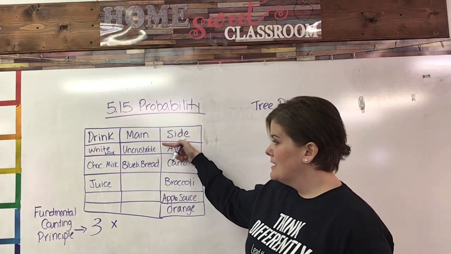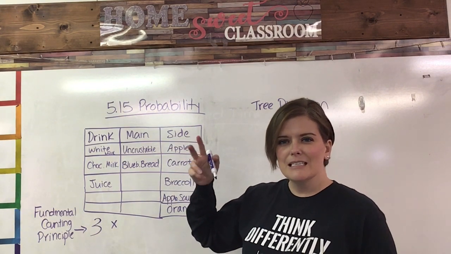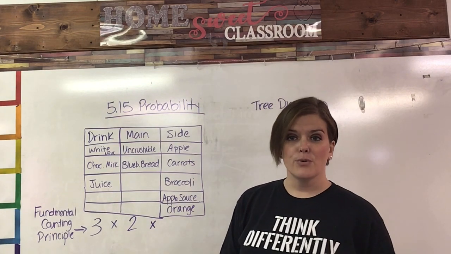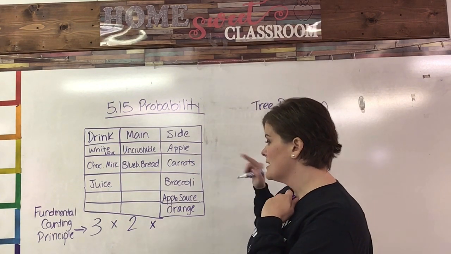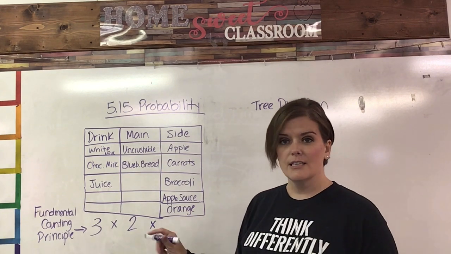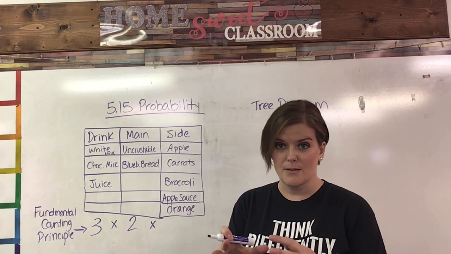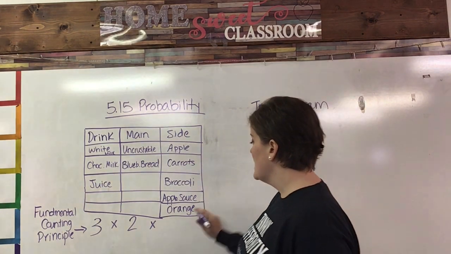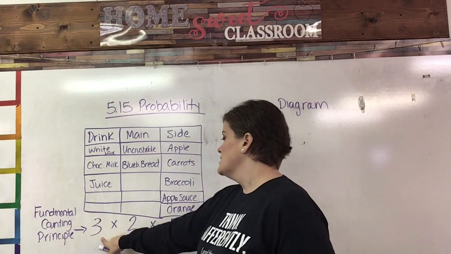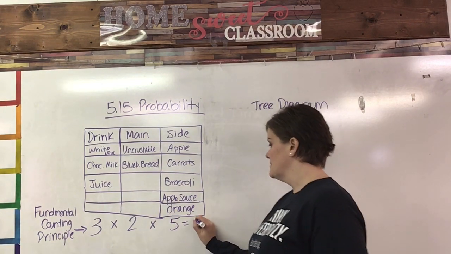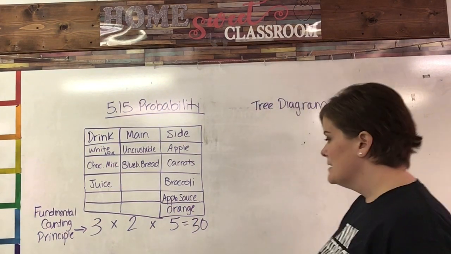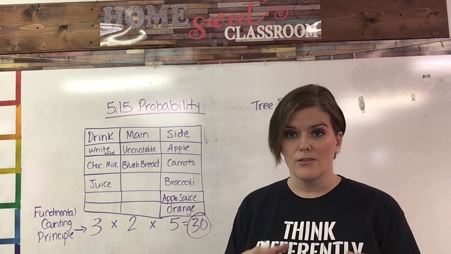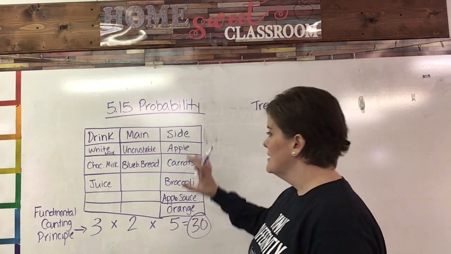Times, for your main, it's like Uncrustable and blueberry bread. I'm not sure what else, but that's two things. And then for your side choices, there have been apples, carrots, broccoli, applesauce, and orange. That's not everything, but I just picked some because our tree diagram is already going to be enormous. So 1, 2, 3, 4, 5 total things. And so 3 times 2 is 6, times 5 is 30. So that means I can have 30 total combinations, 30 different ways you could eat your meals if you got the food from the school.